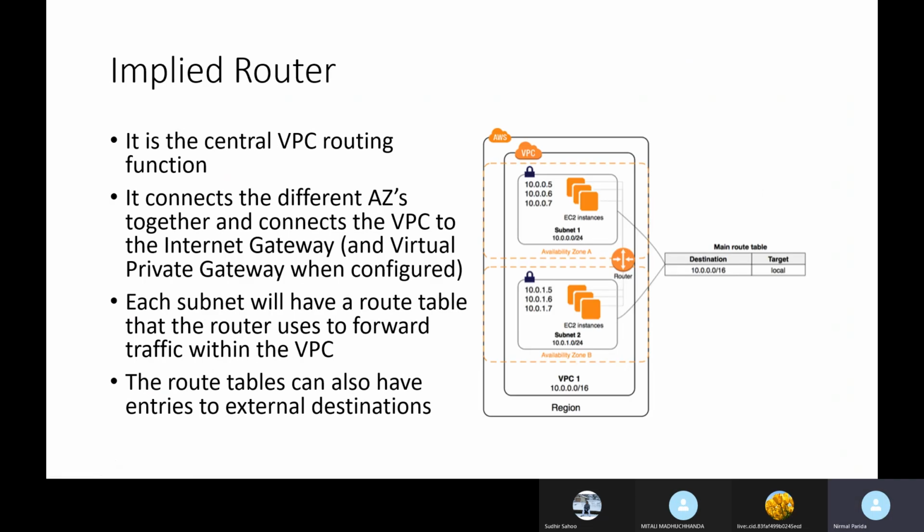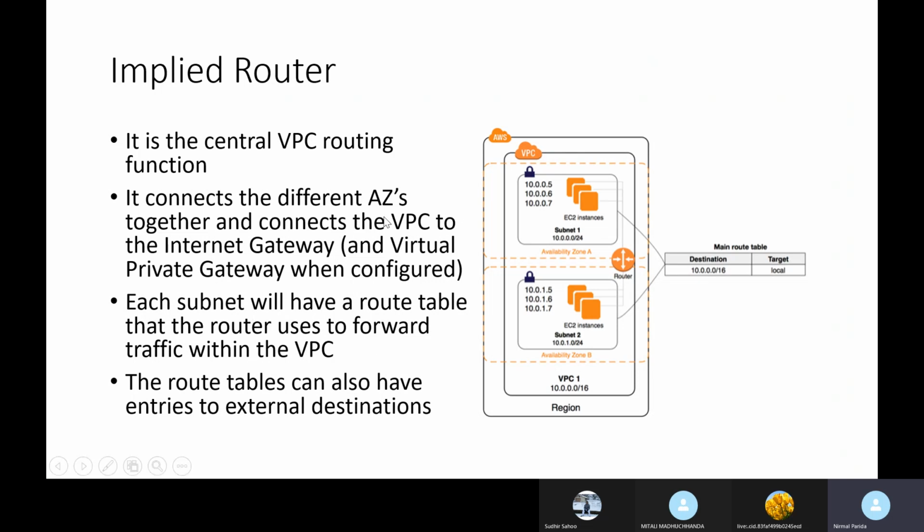So let's discuss the implied router. What is the implied router? This is the implied router, right? The implied router's responsibility is routing your traffic, maybe inside your subnet to subnet, instance to instance, or communicating outside your VPC. So it is a central VPC routing function.